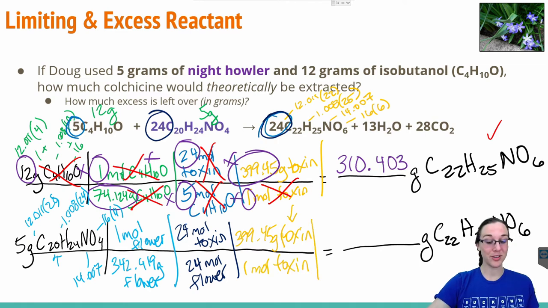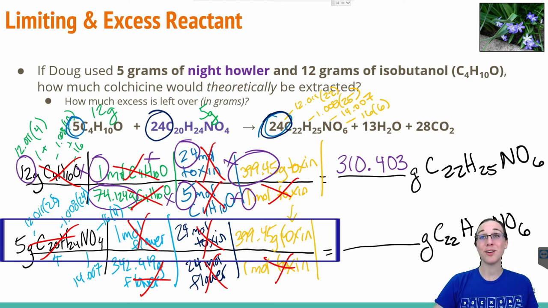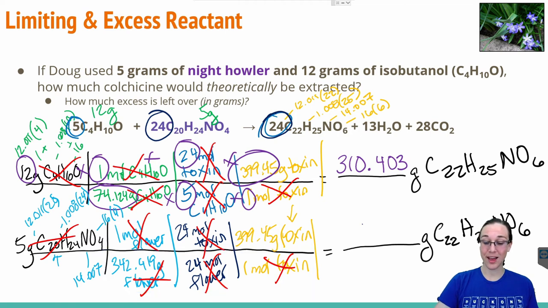Always check to make sure your units cancel correctly. Grams of flower, moles of flower, moles of toxin. Cool. We did it right. We can now plug and chug. Multiply your 5 by your 1 by your 24 by 399.45 and divide that by 342.419 times 24 times 1. And your final answer is 5.83 grams of toxin can be produced with 5 grams of Nighthowler flower.